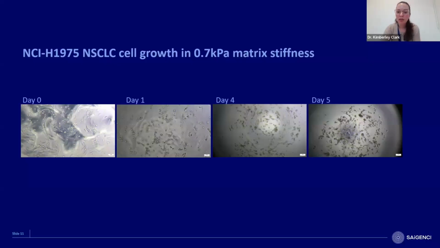And so this is what, over the course of about 5 days, we can see of the growth of this particular cell line in one of the less stiff matrices. We can quickly see by day 5 we're getting these nice independent growth clusters coming from the original single cells that were seeded within the matrix on day 0.